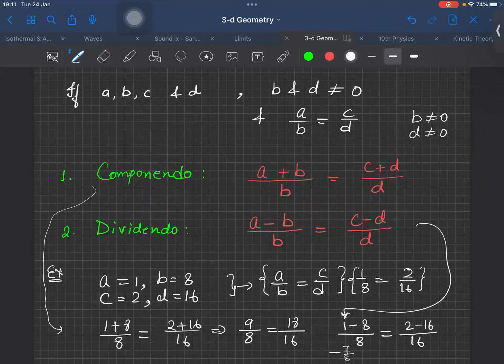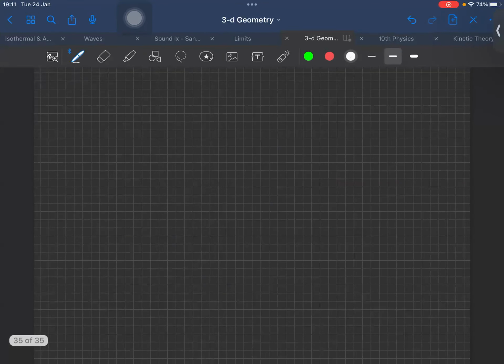Minus 7 by 8, and in the right hand side we have minus 14 upon 16. Now this also we can see it is true, right? This is also true. So componendo and dividendo both we have verified. It is always true.